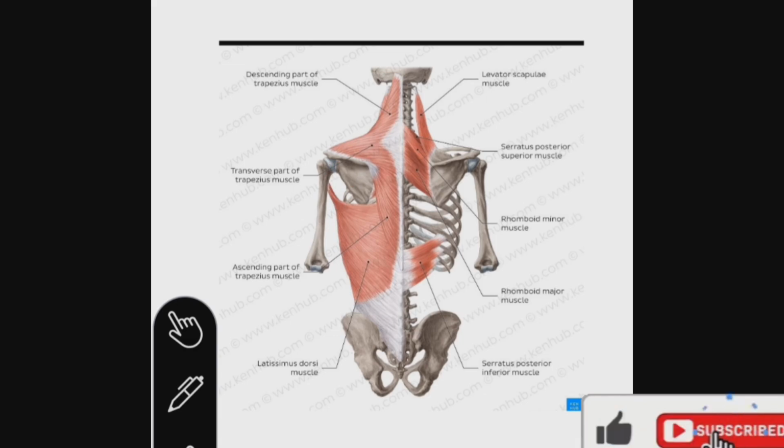The primary function of the trapezius is elevation. It plays a role in retraction, depression, and upward rotation of the scapula. It helps to raise the shoulder above 90 degrees. An injury to the trapezius causes shoulder drooping. Take note.